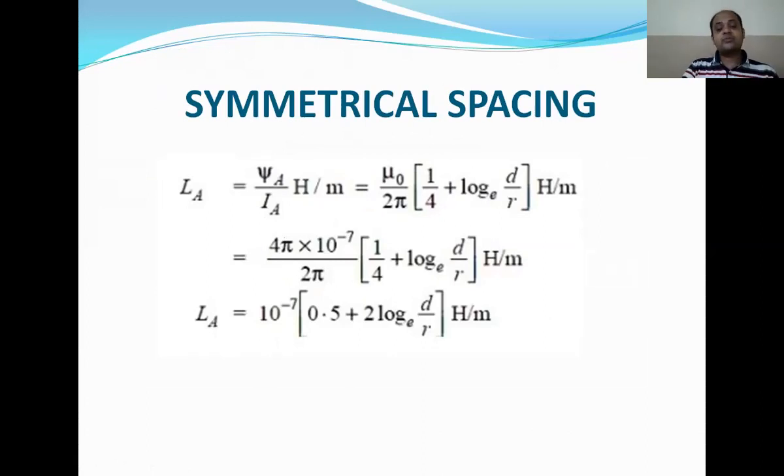So 4 pi into 10 to the minus 7 divided by 2 pi, so only 2 will be there. So 1 by 4 plus log D by R to the base e Henry per meter. So what is LA? LA equals 10 to the power minus 7, because this 2 we are taking inside, so it will be half, that means 0.5 plus 2 log D by R to the base e Henry per meter. So in this way, we can easily find the inductance of a 3-phase overhead line for symmetrical spacing.